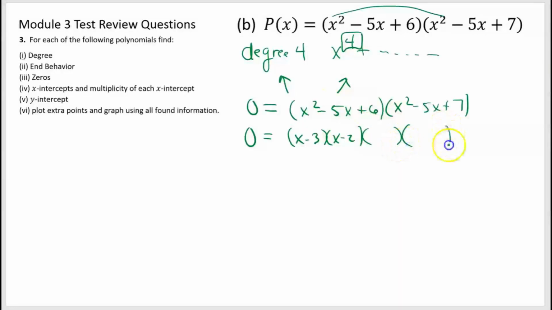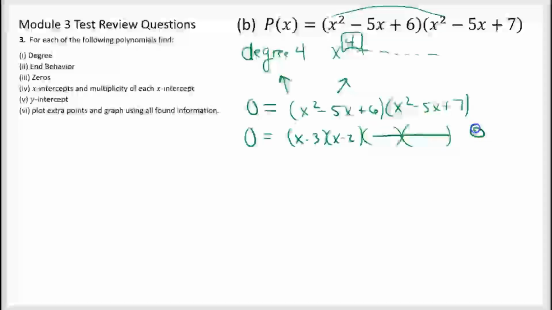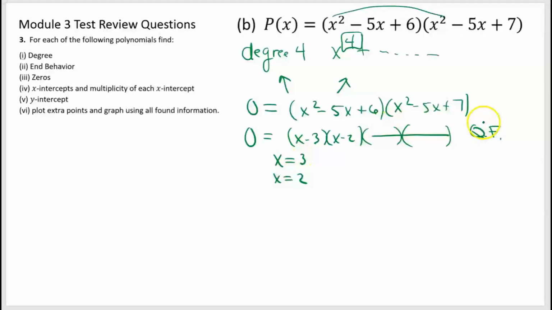How about the second set? Oh, look, multiplies to be 7, adds to be negative 5. That's not happening. I can't do that. I'm going to have to use the quadratic formula. No fun, and probably exactly why I put this on the review. So, what do I know so far? I have zeros of x equals 3 and x equals 2. But unfortunately, x squared minus 5x plus 7 does not factor. So that means we don't have zeros? No, it means we have to use the quadratic formula.